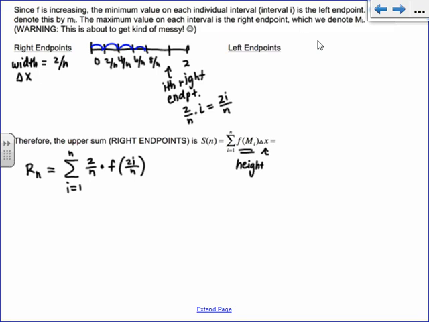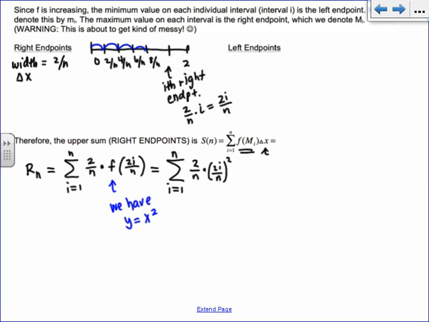So we go back and we think about what function we have. So we have y equals x squared. That's our function. So when I'm doing this, what I'm saying is I have my width times my function, which is plugging in 2i over n into y equals x squared. So I do that number squared. Okay, if it had been x cubed, that would be that number cubed. And then it's just like that last example where we have to simplify.